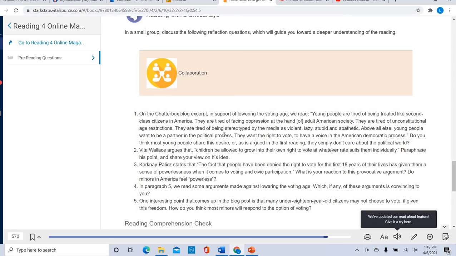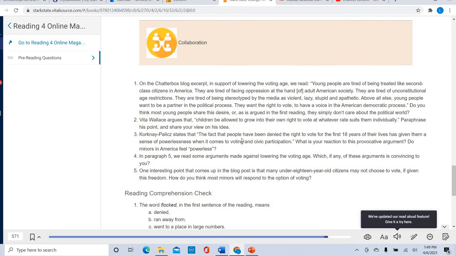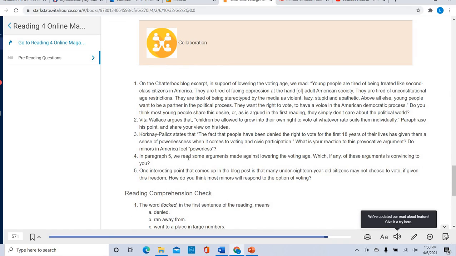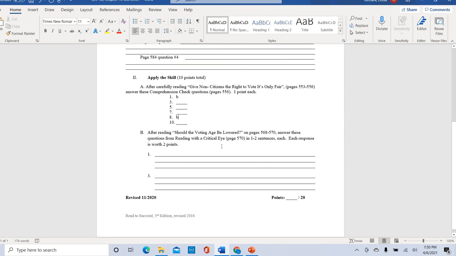And then you're also answering question 3. The fact that people have been denied the right to vote for the first 18 years of their lives has given them a sense of powerlessness when it comes to voting and civic participation. What is your reaction? And do you think minors in America feel powerless? So again, both of these relate directly back to what was talked about in the selection and your opinions. You can't go wrong as long as you support your response. Okay, so that's the last part of part B there.